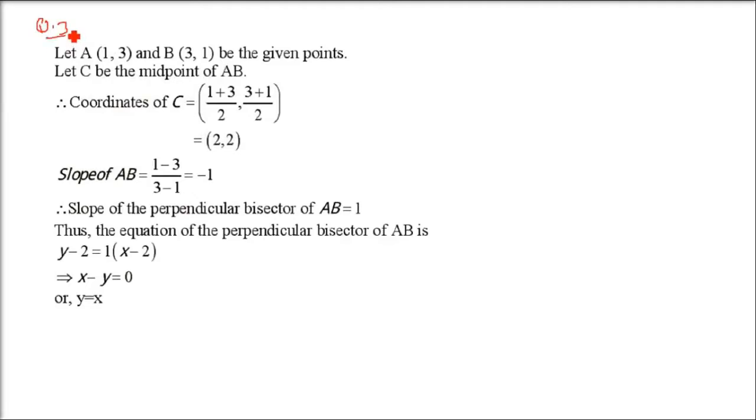Question number 3. Find the equation of the perpendicular bisector of the line joining the points 1, 3 and 3, 1. So here we have 2 points, A and B, this is 1, 3, this is 3, 1, and we join them. Now C is the midpoint here.